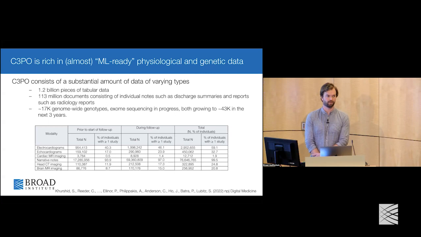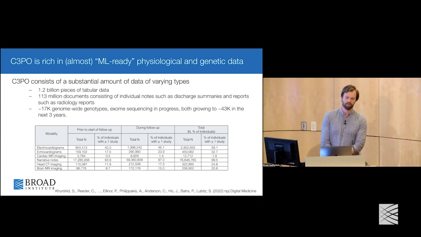And to give you a sense of the scale of the data that we're working with, over 1 billion pieces of structured data, over 100 million documents, including notes like discharge summaries and reports such as radiology reports, and some associated genotype data, which is growing over the next few years, which is exciting. And I won't go into too much detail in terms of these numbers, just to say that we have a lot of data of different types for a lot of different people, both before and after follow-up as defined by that second primary care visit.